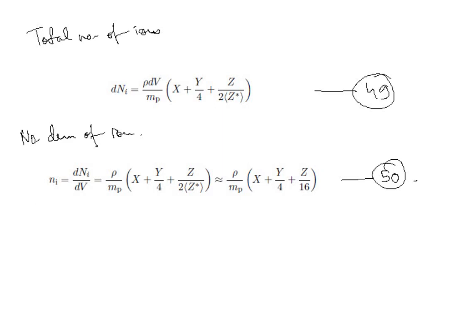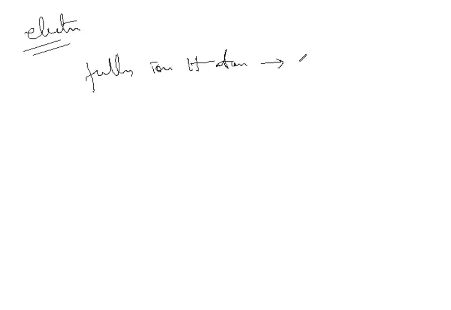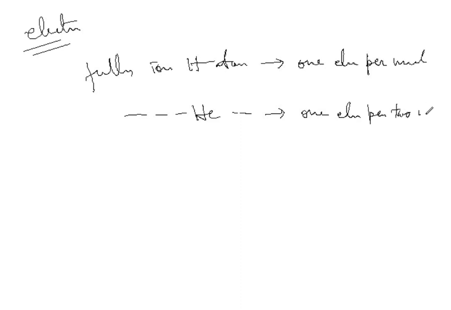Similarly, we can estimate the number density of electrons. So we have talked about ions. Now we can similarly talk about electrons. Note that a fully ionized hydrogen atom provides 1 electron per atom. A fully ionized helium atom provides how much? 1 electron per 2 nucleons. So if we talk about electrons now, a fully ionized H atom provides 1 electron per nucleon. Same, a fully ionized helium atom provides 1 electron per 2 nucleons, and so on.